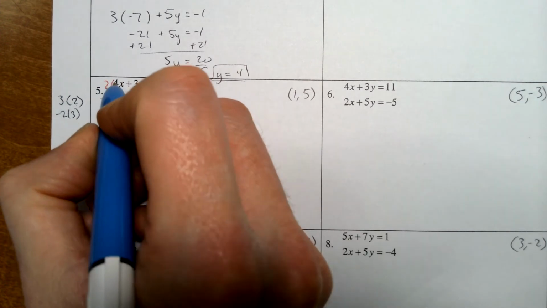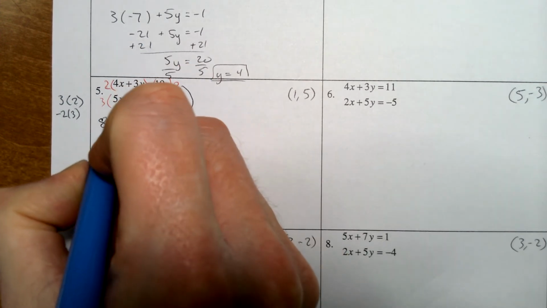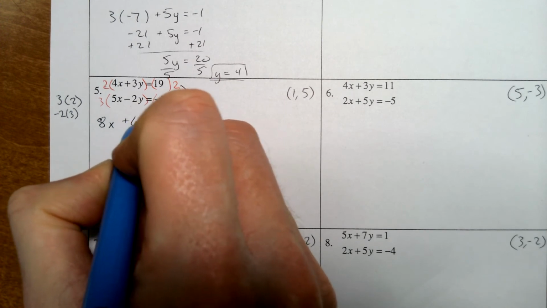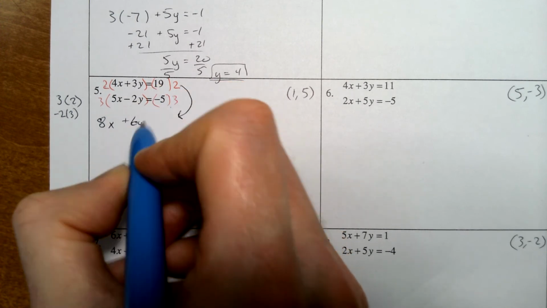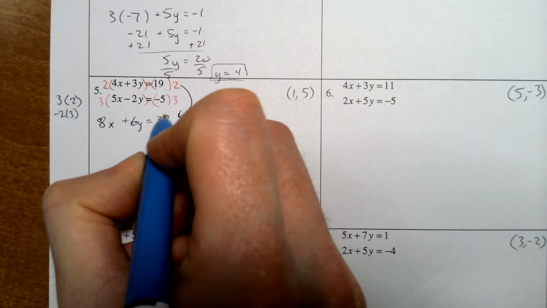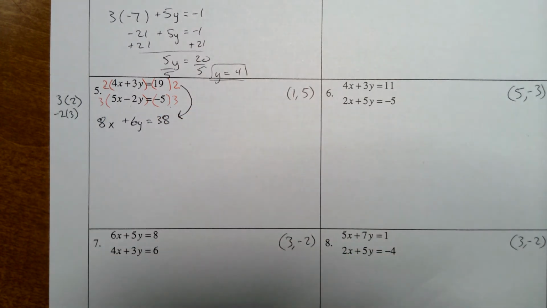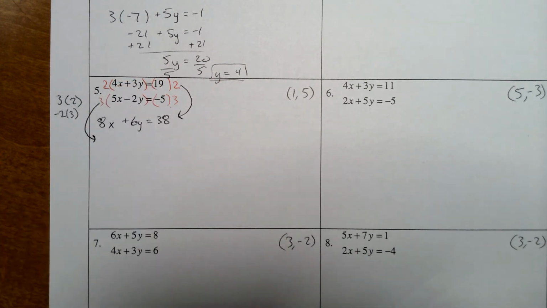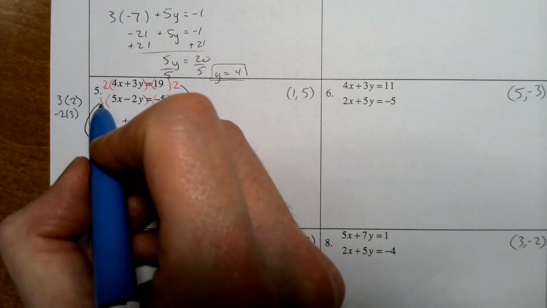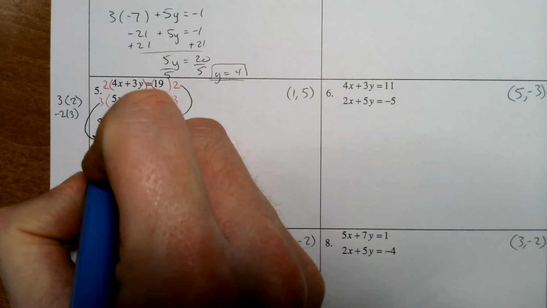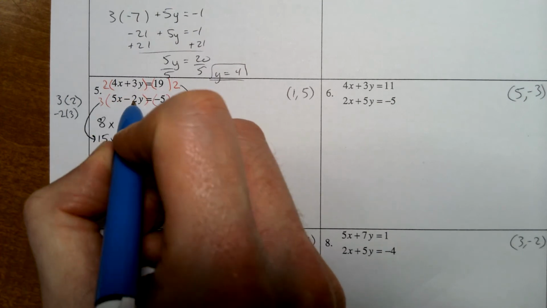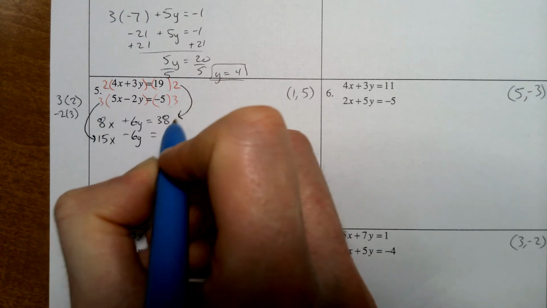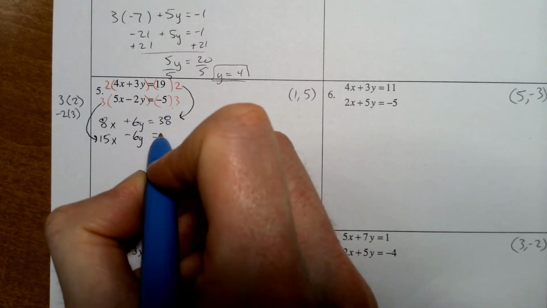So I'm going to rewrite these one on top of each other after distributing the 2. Two times 4x is 8x. 2 times 3y is 6y. 2 times 19 is 38. And then I'm going to take this one, distribute the 3, and write it underneath that one. 3 times 5x is 15x. 3 times -2y is -6y. And 3 times -5 is -15.